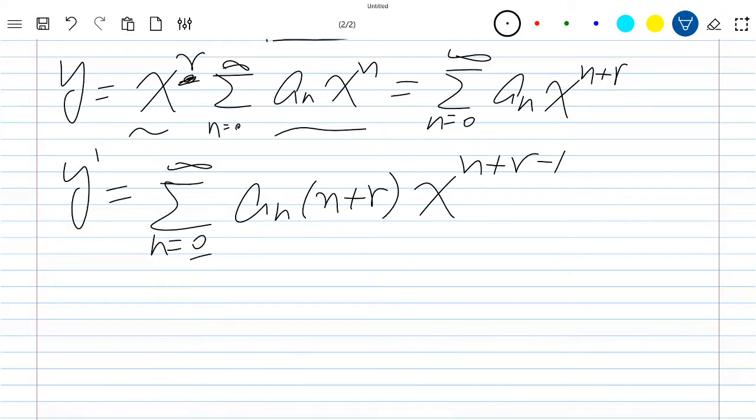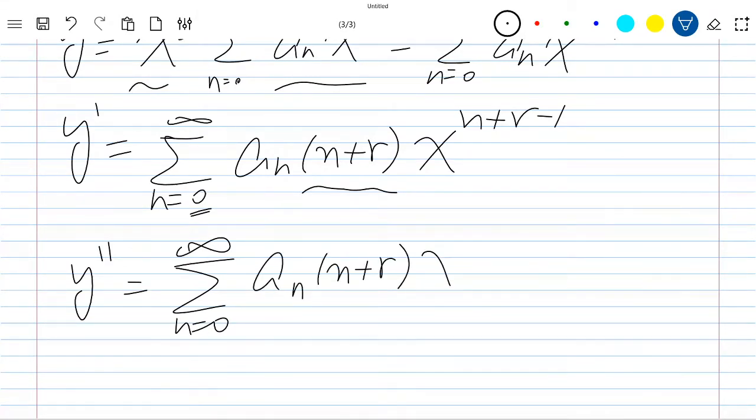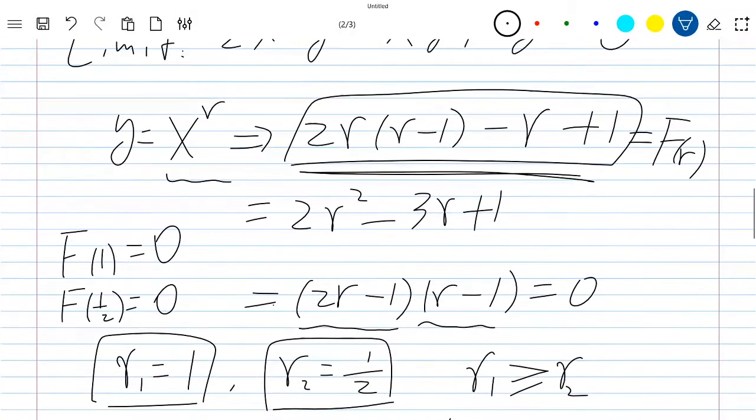And this starting point is always 0 because n plus r is not going to disappear. And the y double prime would be an n plus r, n plus r minus 1 x to the n plus r minus 2. Okay, so you always have this plus r, right? Now let's plug into our equation.